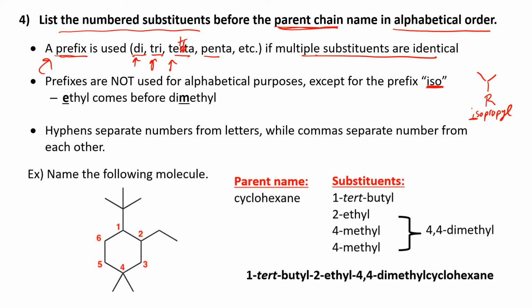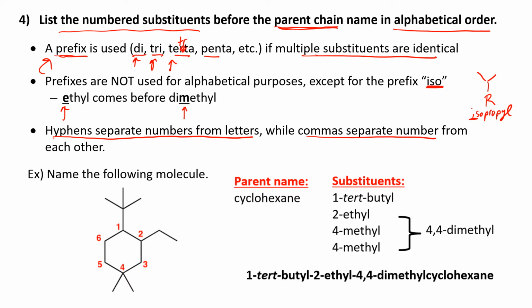Another example. An ethyl would come before a dimethyl, right? We are ignoring that di for the dimethyl. That prefix is not used alphabetically. All right, when we put the name together, hyphens separate numbers from letters, and commas separate numbers from each other.